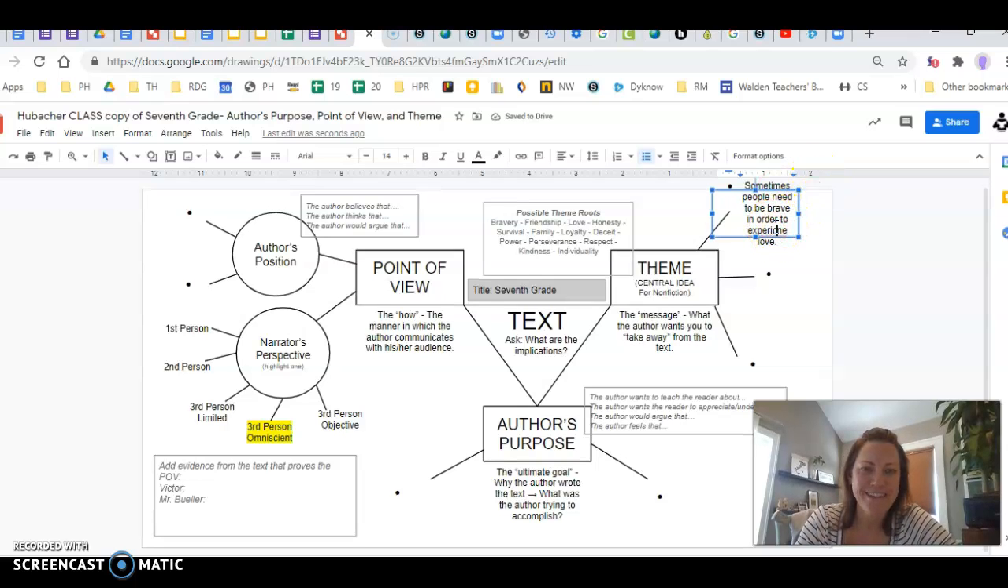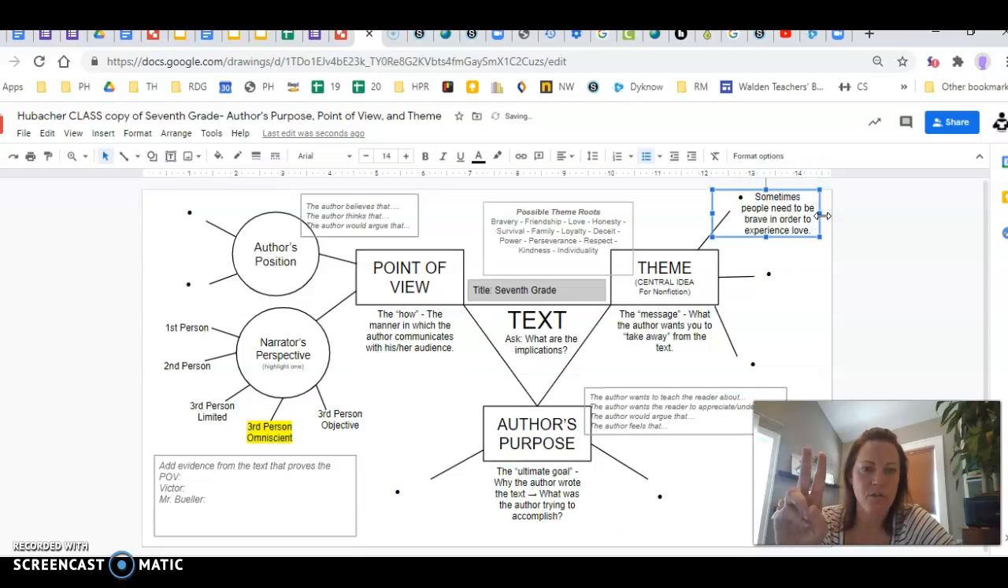And of course, you can resize this text box, make it work for you and what you are typing in. So I've taken those 2 theme roots, love and bravery, and I've worked them into one theme. It's a sentence. It doesn't mention the story 7th grade. It's not about Victor and Teresa. It's not about French or learning French or any of their classes. It's very general, generic, and overarching and could be applied to anybody's life.